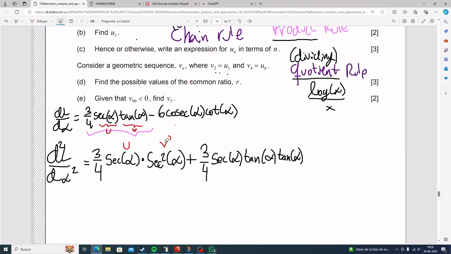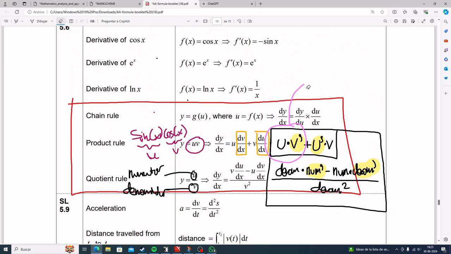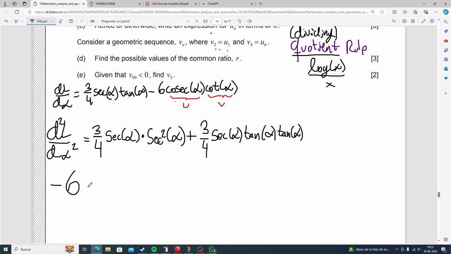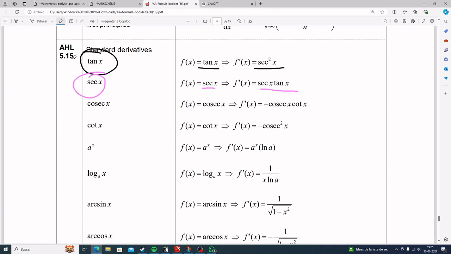Now, I gotta do that thing again, but now with this guy. Of course I'm gonna run out of space, so I'm just gonna put it down here. Now we're gonna call this the u and this the v. Once again we have to start with minus 6 and following this formula over here. So first it's the u times the v with derivative. So the u is going to be unchanged, so I just write down cosec alpha, it stays normal, times the v with derivative. So derivative of cotangent, do you know it? I don't.